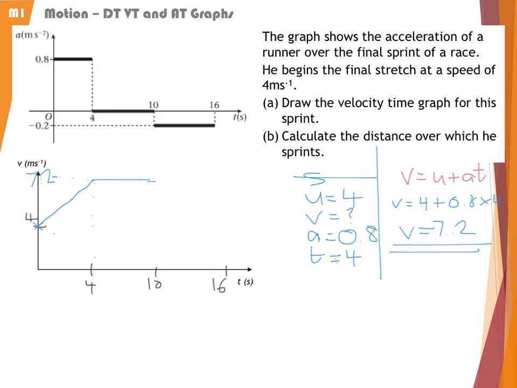Then for my final section, I've got a negative acceleration, which suggests that it's going to be slowing down. So here I've got minus 0.2. So again I can do the same formula that I did for the first part, v equals u plus at, and my second velocity is going to be my 7.2 plus, and then my acceleration now is minus 0.2 times by the time, which is 6. Okay, from 10 to 16 is 6 seconds. So I've got 7.2 minus 1.2, which is 6 meters per second.